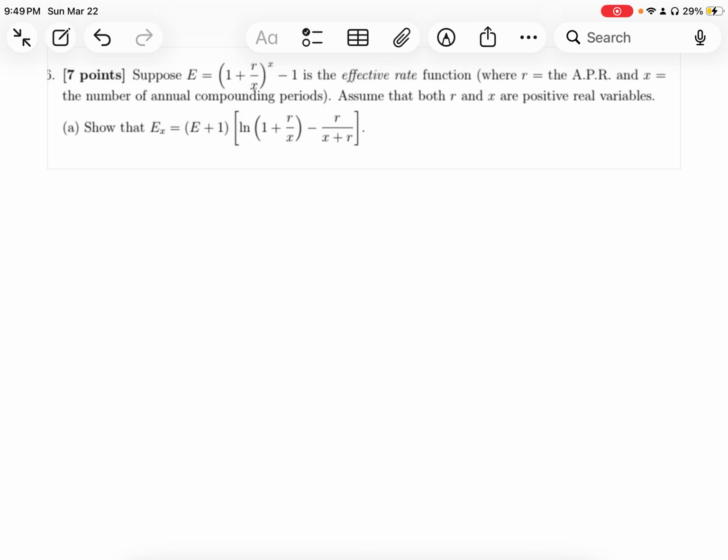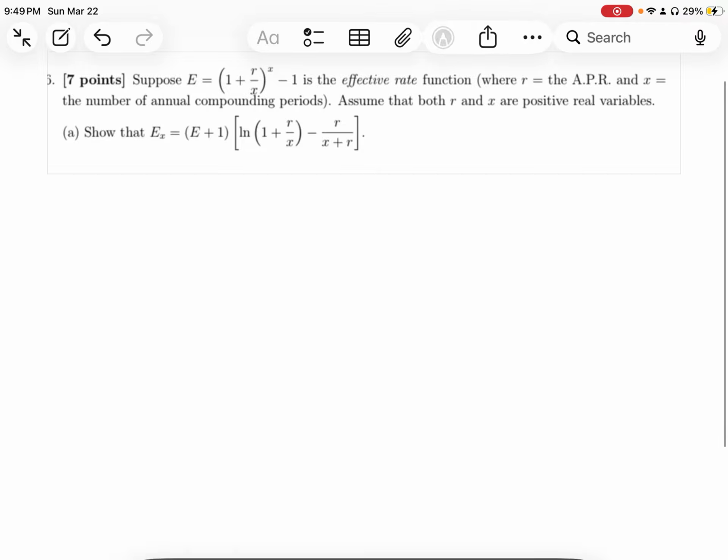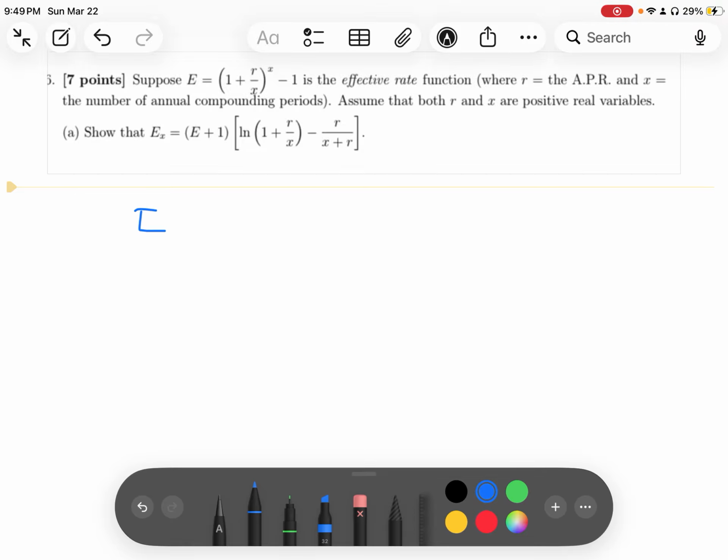So we want to take the partial derivative of e with respect to x. We start off with e equals (1 plus r over x) to the power of x, minus 1. Here we have an x up here and an x over here, so we can't use the product rule, and we can't use the quotient rule, and we can't use the power rule, so we're going to have to do something else.